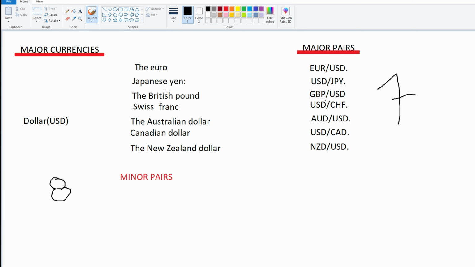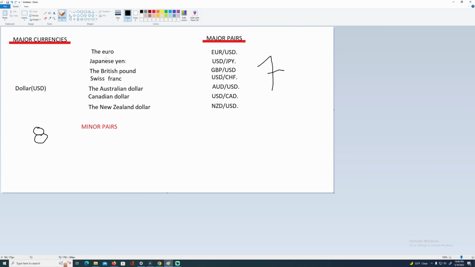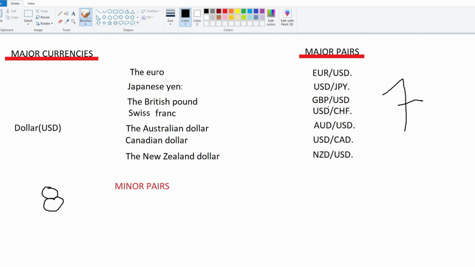And what do I mean by major? These are the most traded currencies in the world. Okay, they are the most liquid. They're the ones that are gonna have more volume. More traders are gonna be trading these 8 currencies throughout the day. Basically, the 7 major pairs are these 7 currencies pitted against the dollar.